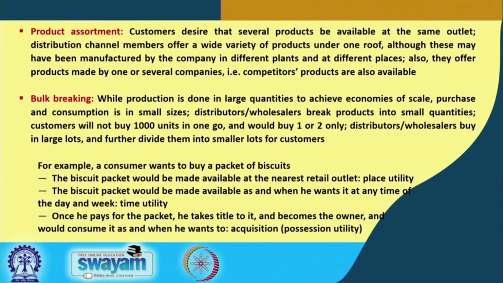Second, the biscuit packet would be made available as and when the customer wants it, at any time of the day or any time of the week, and this is what we refer to as time utility. And the third is in terms of possession: once he pays for the biscuit packet, he takes title to it and becomes the owner and would consume it as and when he wants to. So that becomes the acquisition or the possession utility.